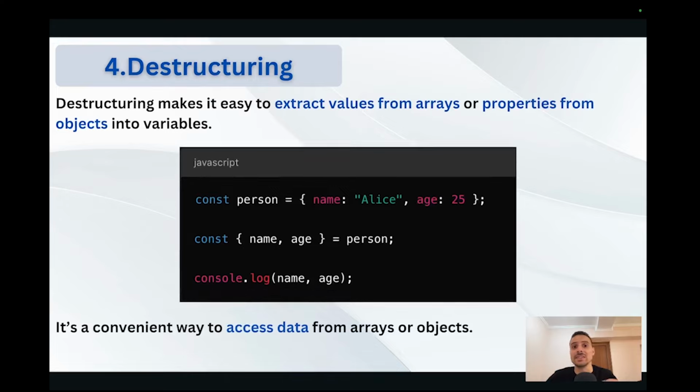Number 4 is destructuring. This is another handy feature of JavaScript, and destructuring allows you to extract values from arrays or properties from objects into variables. In the example, we have a const person object with key value pairs, name Alice and age 25, and below that you can see how destructuring works. Basically, we are saying const, opening curly braces, and inside those curly braces we are extracting the specific properties that we want from that person object. In that case, name and age, and there we are console logging them below.